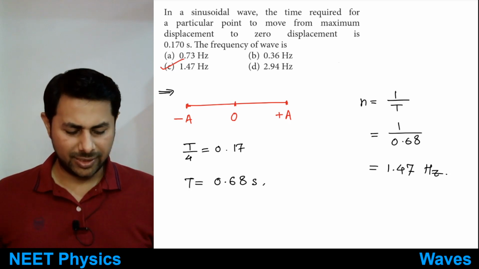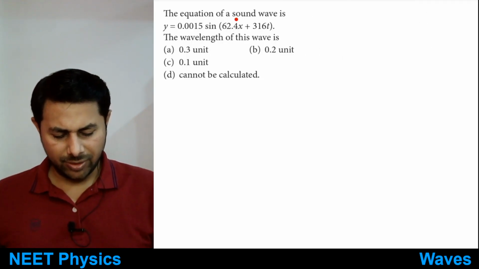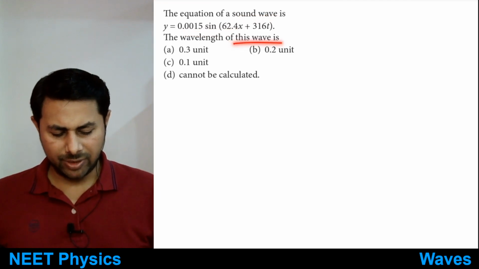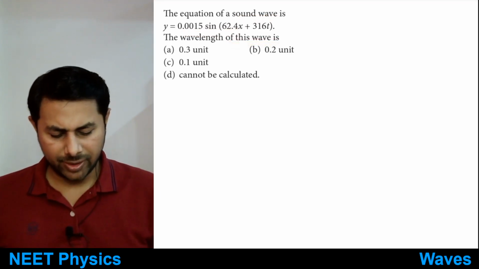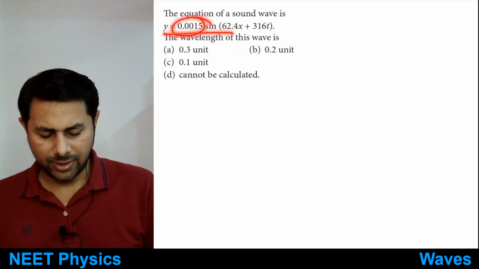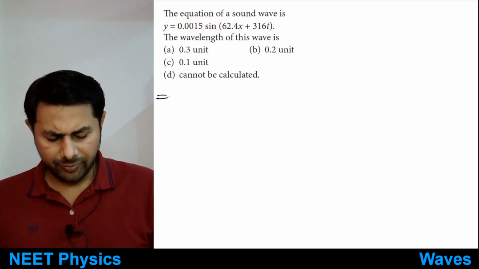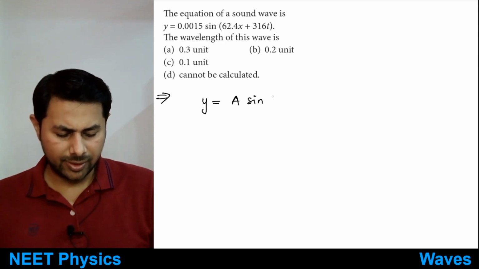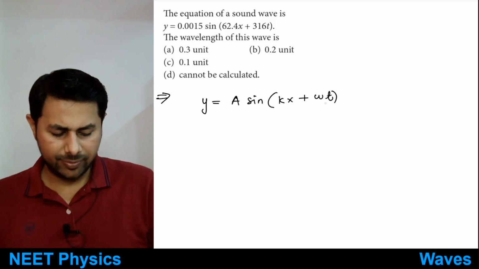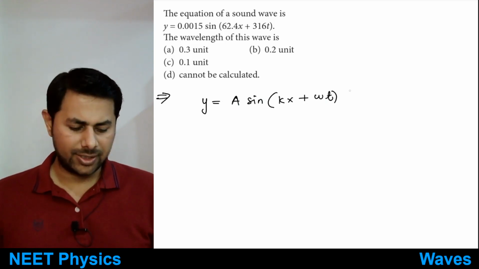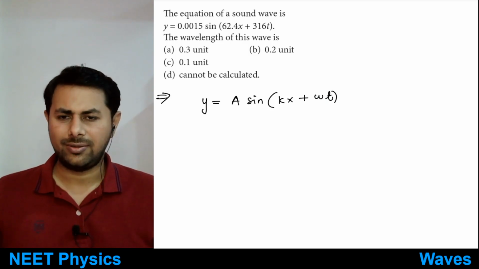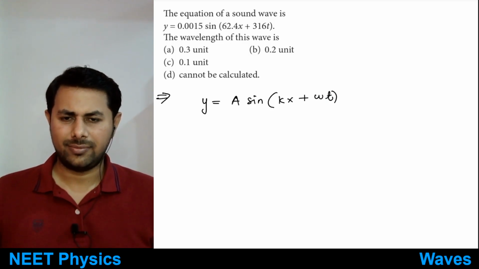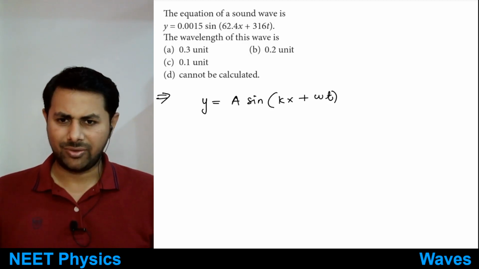Okay, let's see the next one. The equation of the sound wave is this one. The wavelength of this wave is, okay, again a simple question. So this is the equation and this is the amplitude. Then we just need to compare this equation with y is equal to a sine of kx plus omega t. So in what direction is it traveling? Negative x, right? It's negative x.